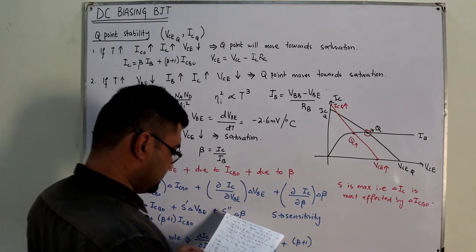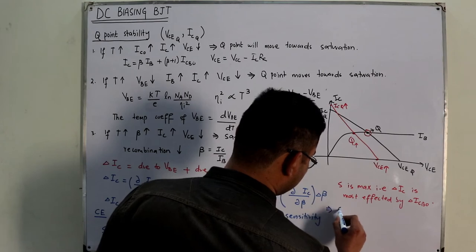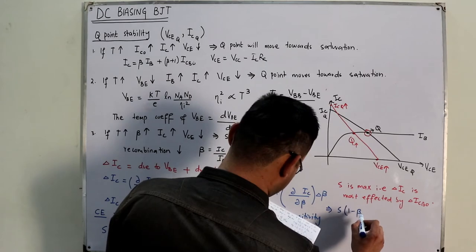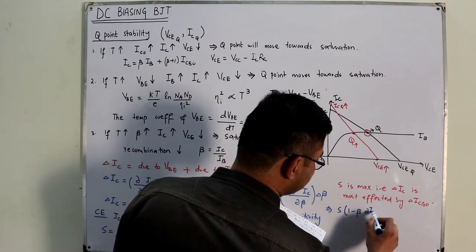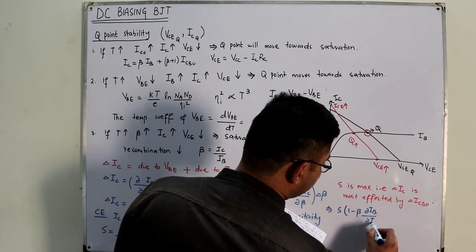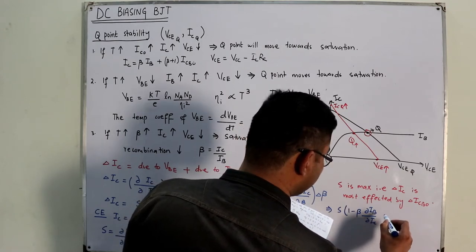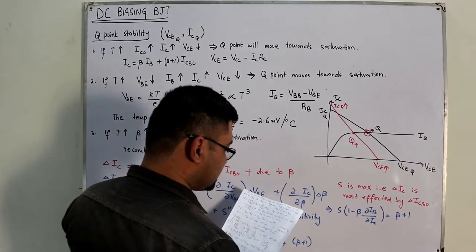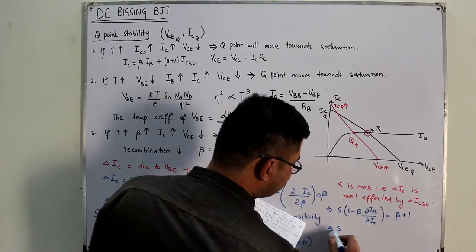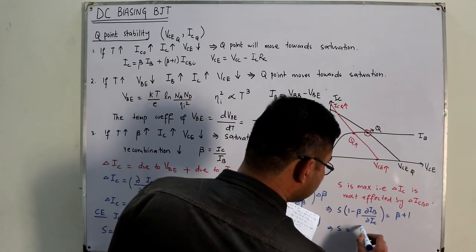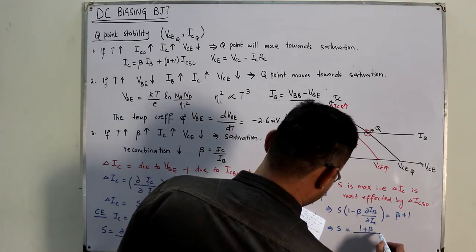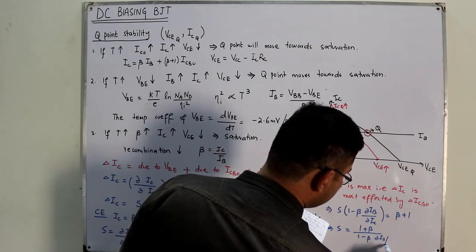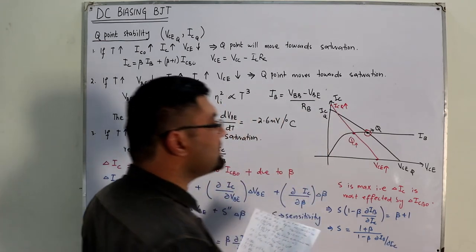Now I would just write it from here directly. S is equal to S into 1 minus beta times dIB/dIC. Do the simplification for yourself. It is 1 plus beta, or beta plus 1, whatever it is. So S comes out to be finally what? 1 plus beta over 1 minus beta times dIB/dIC. Now dIB/dIC is 0.